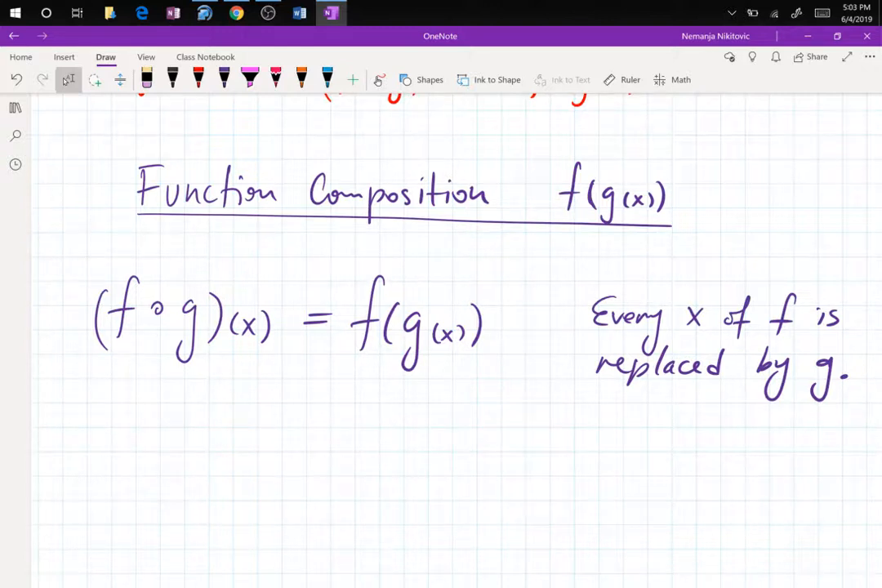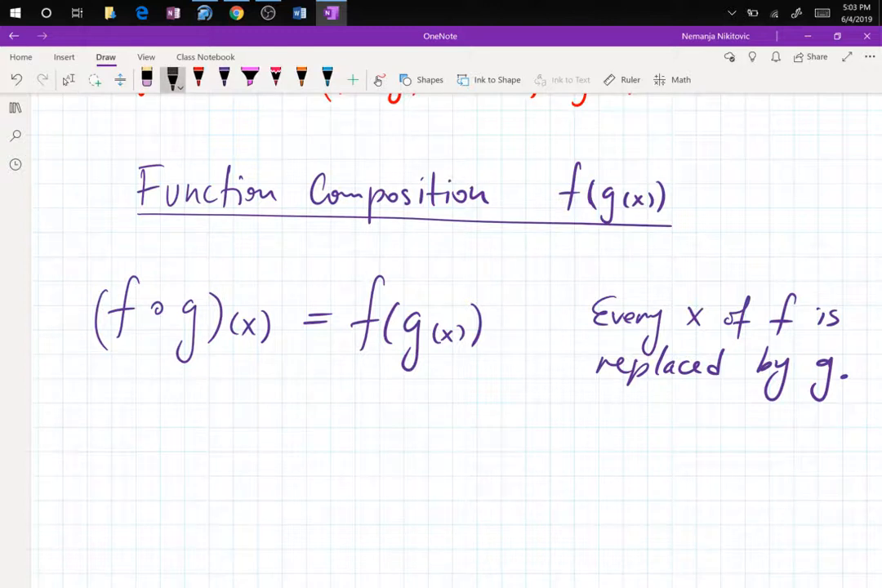So it's not enough to look just at f. It's not enough to look just at g. You have to look at the combination of both of them and what you get at the end to determine what the whole system is.